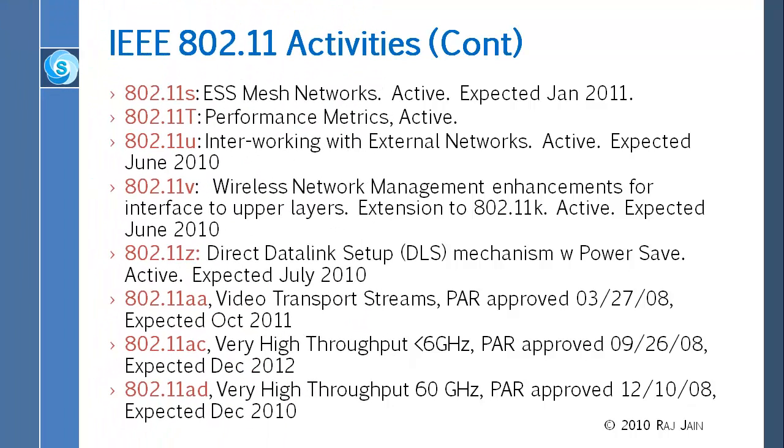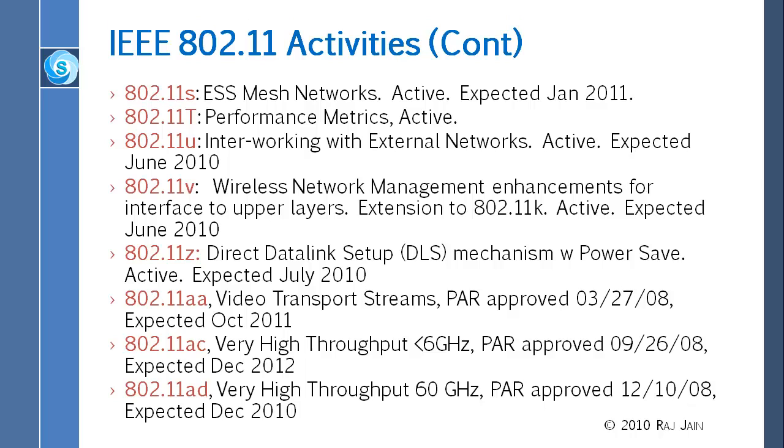11S is the mesh network. 11T is the performance standard. U is the interworking standard with external network. V is the wireless management. Z is the direct link setup. AA, now they ran out of the letters A through Z, so now they come through AA. AA is video transporting on Wi-Fi.